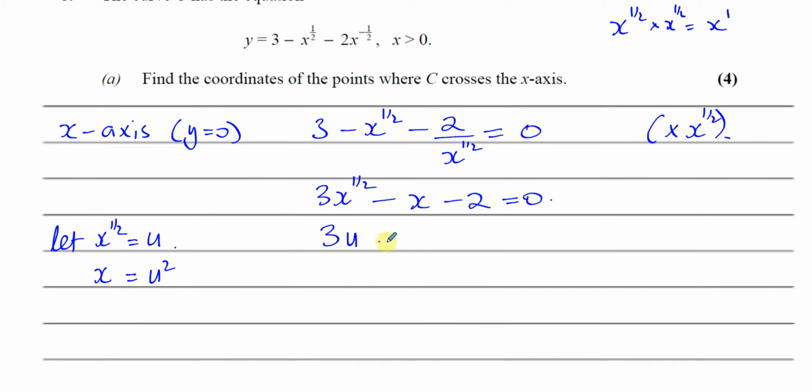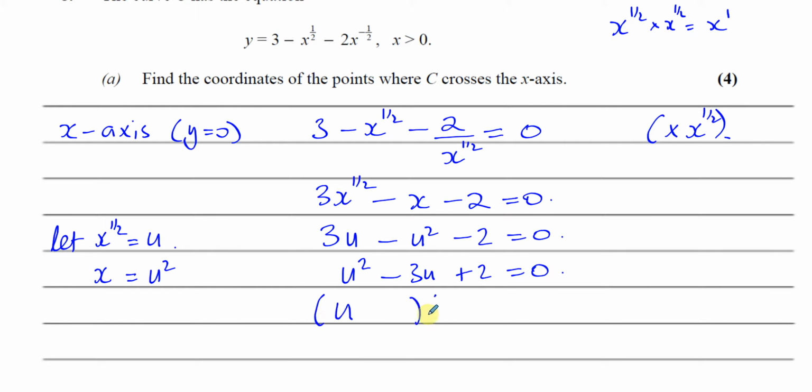So I can replace the x with u squared, the minus 2 as it is, and I've got a quadratic equation. If I just multiply by minus 1 to write the u squared term as positive, I'll have u squared minus 3u plus 2 equals 0. And then I can factorize this.